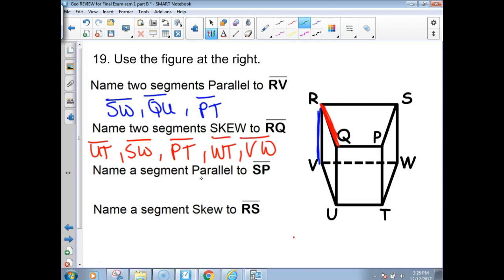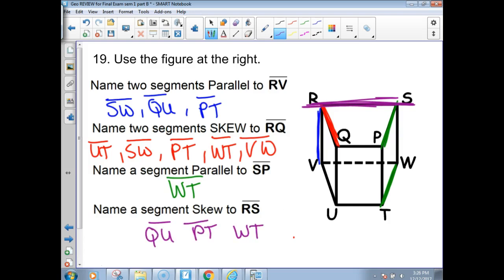All right, name a segment parallel to SP. It's only one answer, and that would be WT. And name a segment skew to RS. RS is along the back, guys. It would have to be anything that won't run into that. QU, PT, WT, BU. Okay, any of those. We got the idea, right?